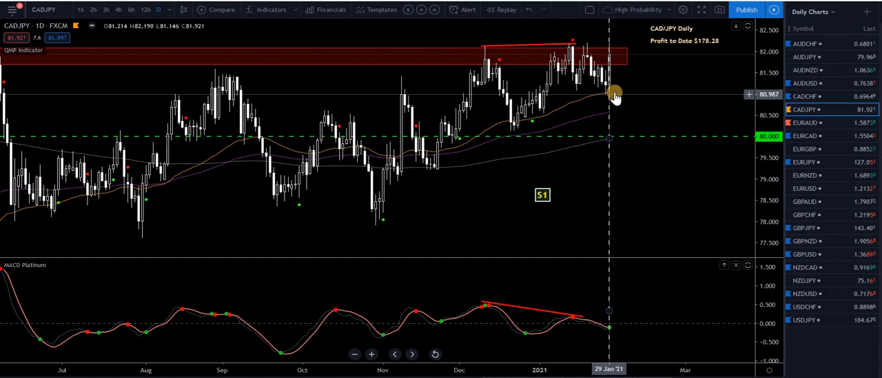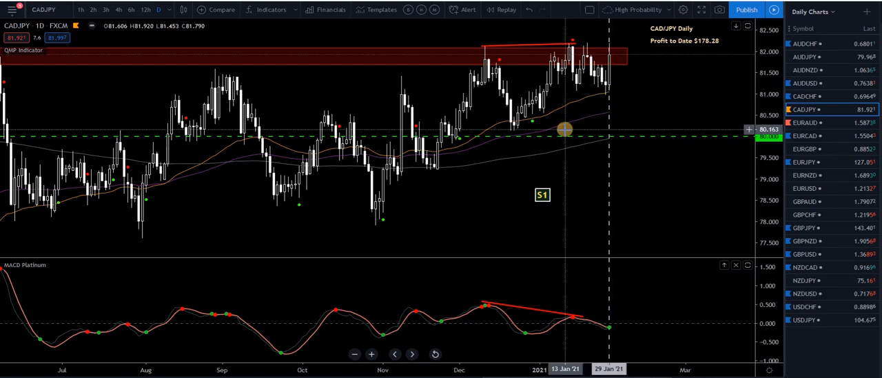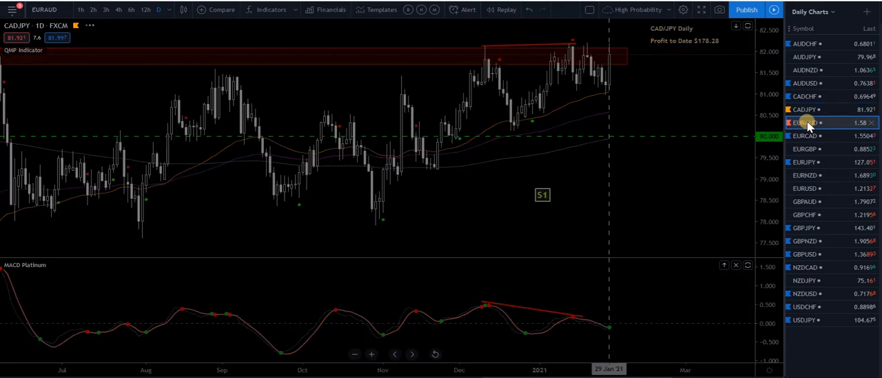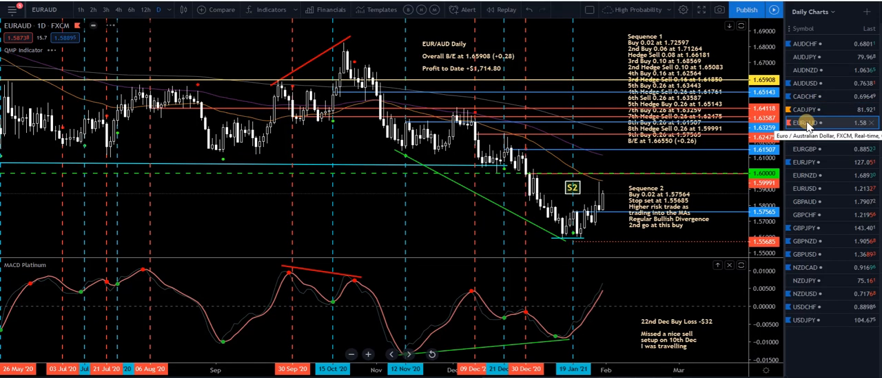If a buy signal presented here, would I take it? Yeah, I don't know. You're going into this sort of resistance area. I'd probably take it, but I'd have a stop in place. But nothing happening at the moment. Euro Aussie, it's highlighted in pink, means I'm looking at something.